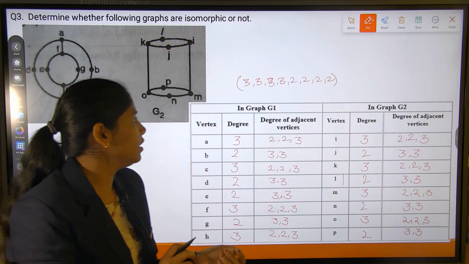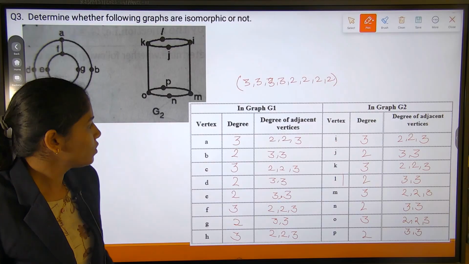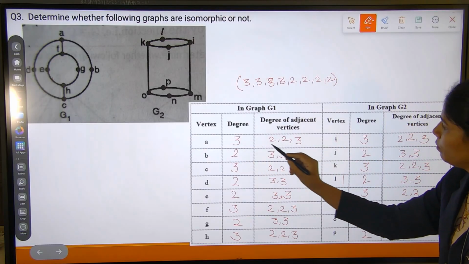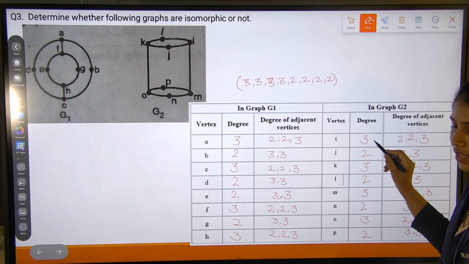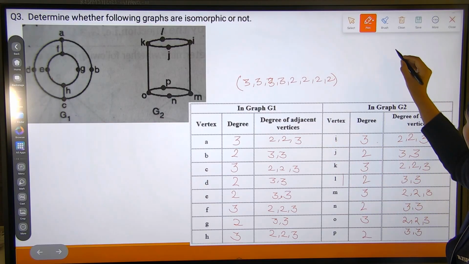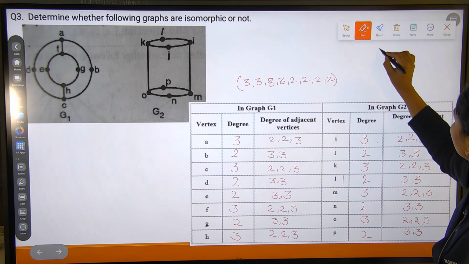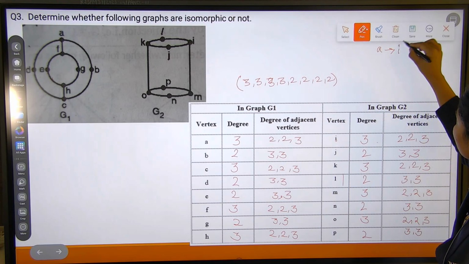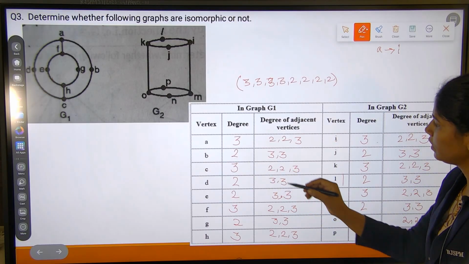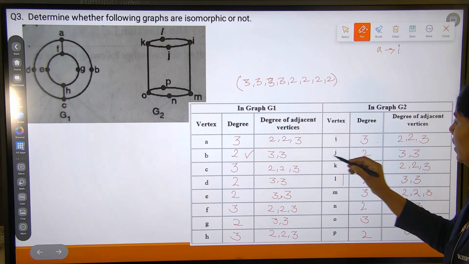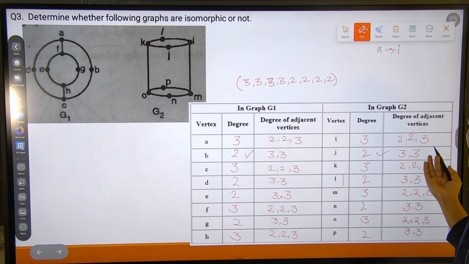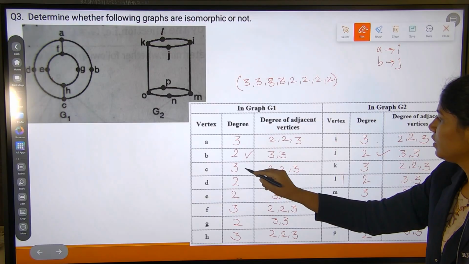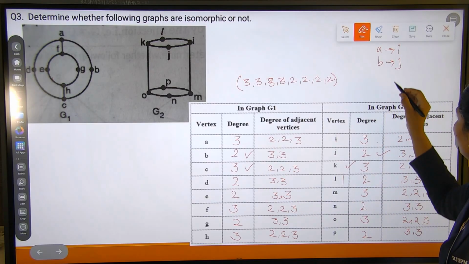Now, we need to check the degree of adjacent vertices. Here we can map vertex A to I because it has degree 3 and the adjacency is also the same. Then vertex B has degree 2 and adjacency 3, 3, which can exist in G2, therefore we can map B to J. Next, vertex C maps to vertex K.